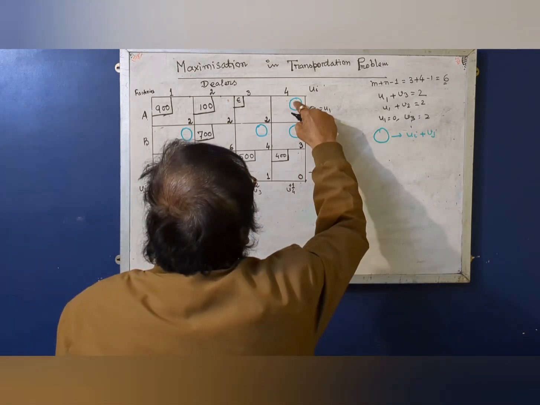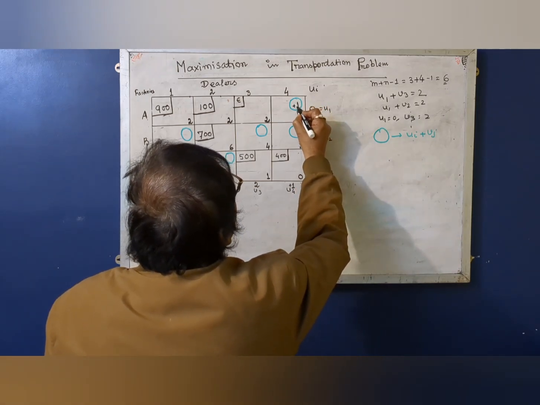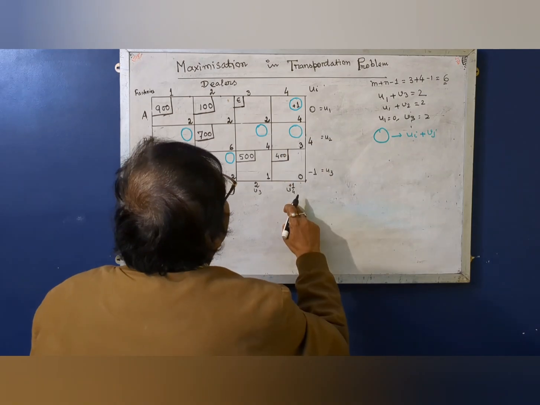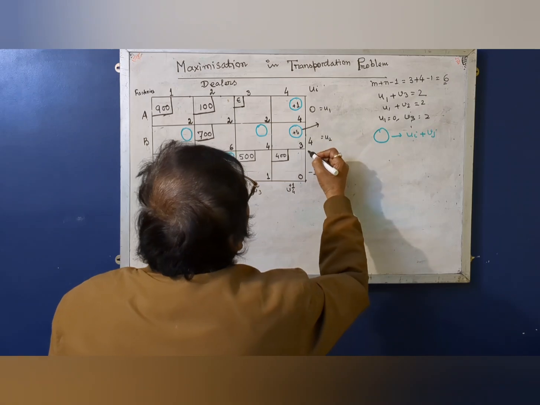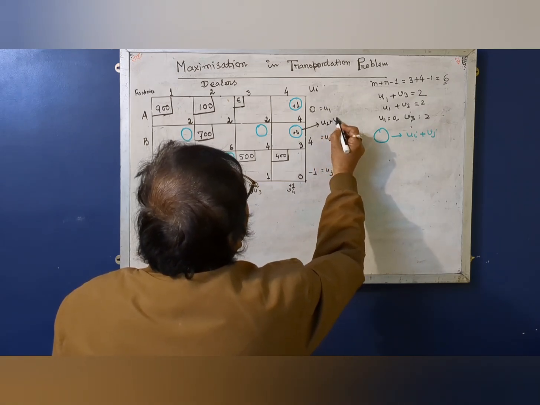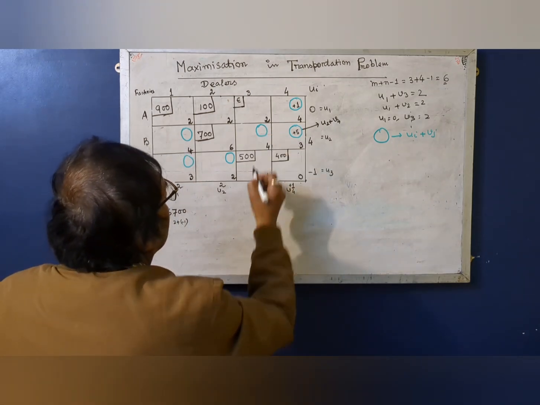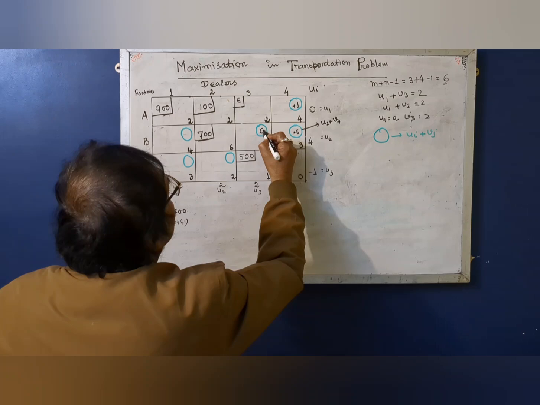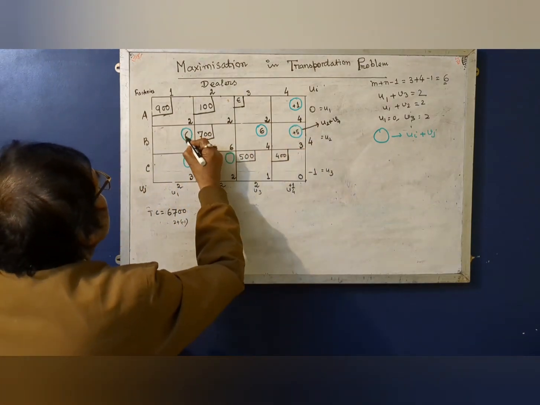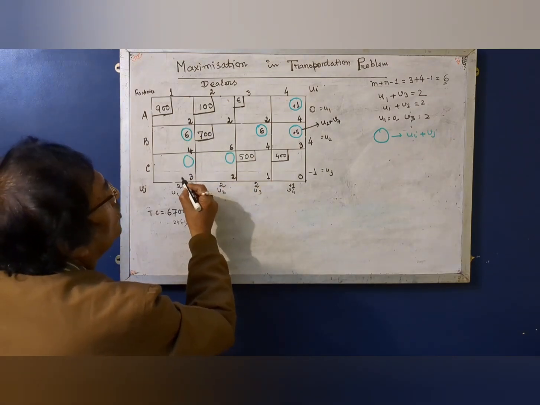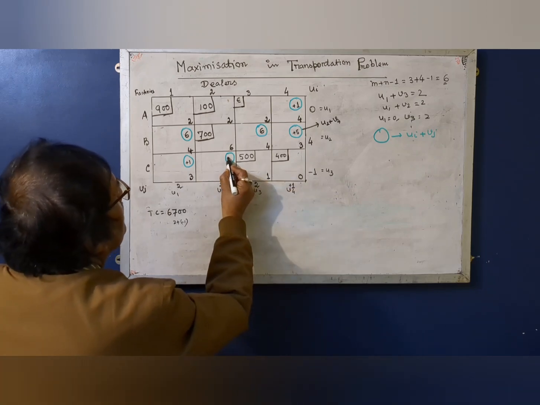So what value will you write here? 1 plus 0, that means plus 1, you will write here. What value will you write here? 4 plus 1 means 5. Actually, this ui plus vj is u2 plus v4, so 5. In this way, what value will you write here? 2 plus 4, 6 you will write here. And what value here? 2 plus 4, that is 6. And here? 2 plus minus 1, that is plus 1. And here? 2 plus minus 1 means plus 1.